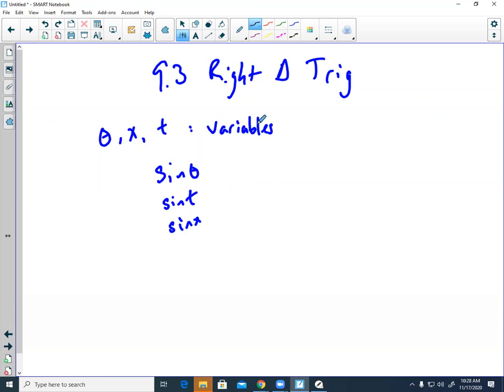Typically theta is used if the rotation or whatever the angle you're using is in degrees. And typically t is if the rotation is in radians. So typically they use t for radians and theta for degrees. So that's just something to think about. And then this is just kind of random. Sometimes they use x, sometimes they don't. Sometimes we'll use x. It's just a matter of preference. My calculus classes in college use theta almost every time.